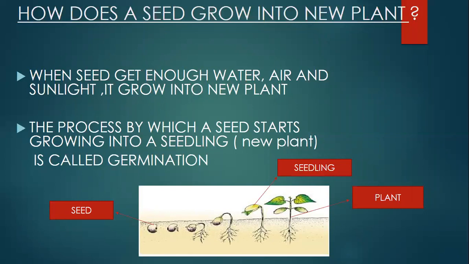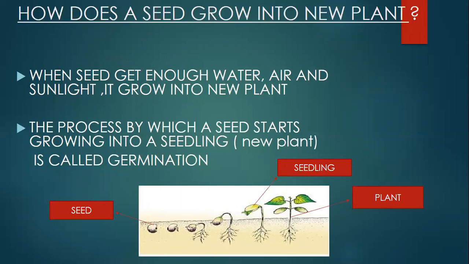Now, pores in the soil allow air to reach the seed. Through the pores which are present in the soil, the air reaches the seed, and the roots, which we also call radicle, come out first and grow downwards into the soil. Roots always grow downwards into the soil.